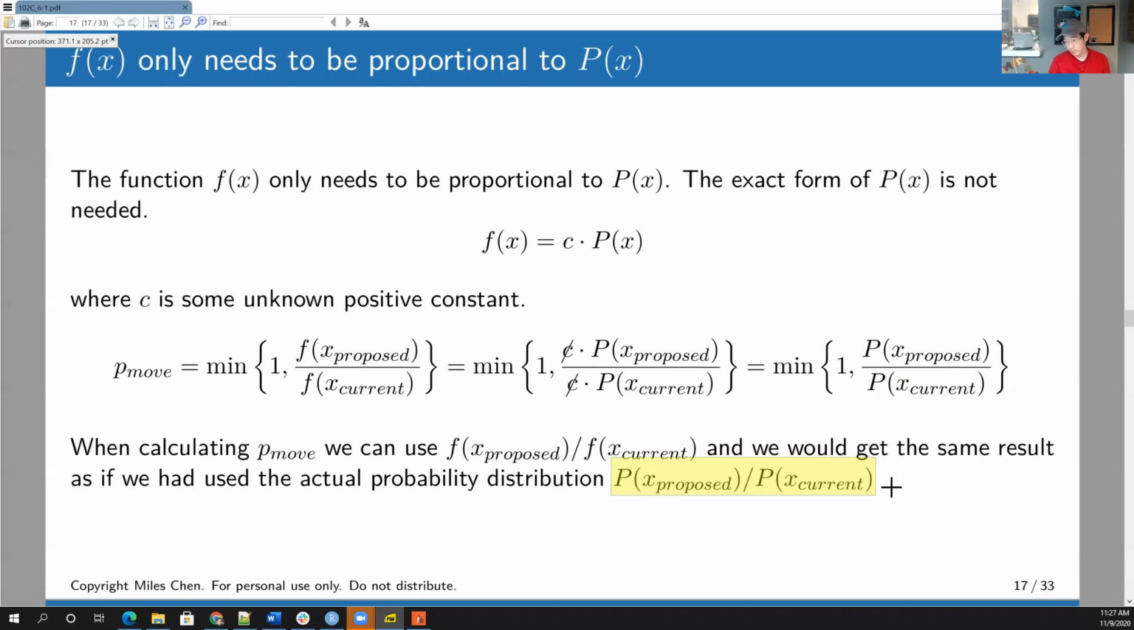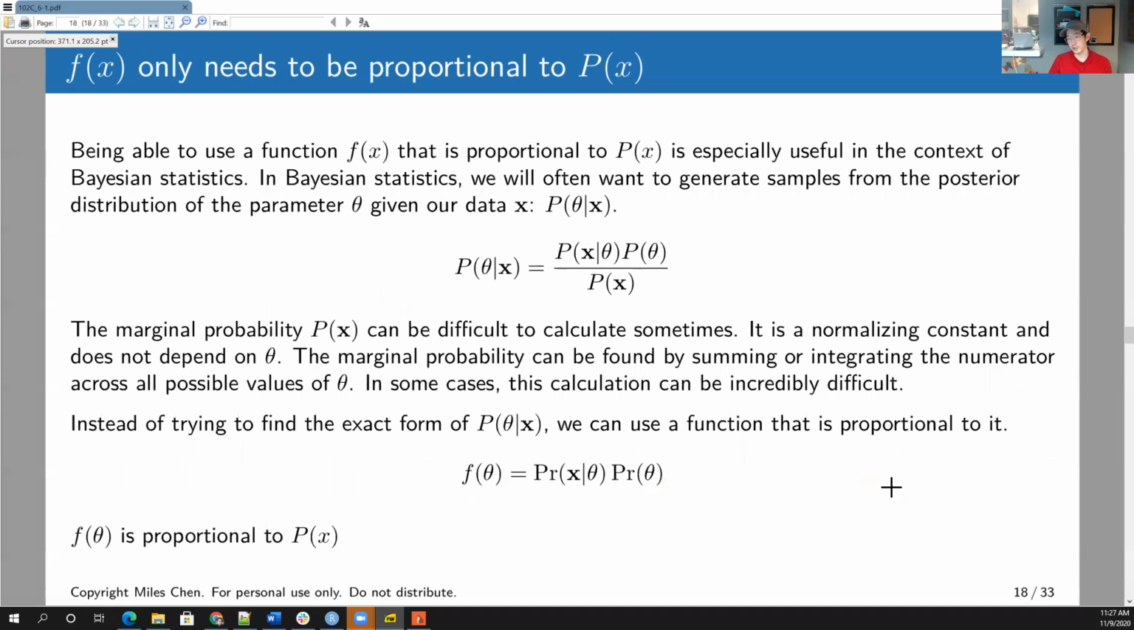All right, so why is this a useful thing? It's very useful in Bayesian statistics. For Bayesian statistics, we often want to generate values from some posterior distribution, probability of theta given X. So we want a posterior distribution of some parameter theta given the value that we saw, X. Bayes' rule says the posterior is equal to the likelihood, X given theta, times the probability of theta, the prior, divided by this marginal probability. The marginal probability is the probability of the data, regardless of the value of theta.